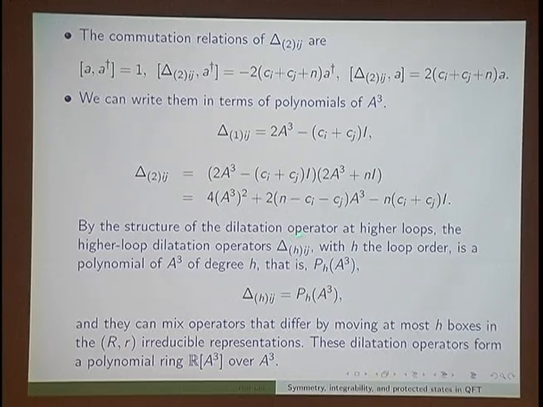So the one-loop and two-loop dilatation generators can be written as a polynomial of the SU(2) Lie algebra generator, of degree 1 and degree 2, respectively. In the large n limit, one can see that the h-loop dilatation generator can be written as a polynomial of degree h of this SU(2) generator.